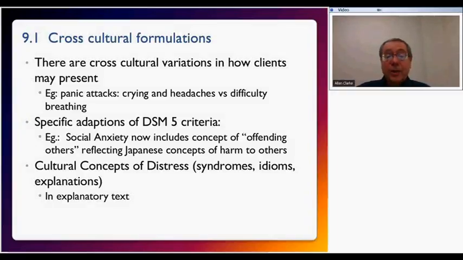For example, social anxiety now includes the concept of offending others. Typically, we look at social anxiety as where a person's anxiety goes up because they're fearful of the judgment of others. They feel embarrassed in front of other people. They're fearful that they're going to do something that's going to make themselves look silly and foolish. But now they've added this idea of offending others to reflect a more Japanese concept of harm to others.